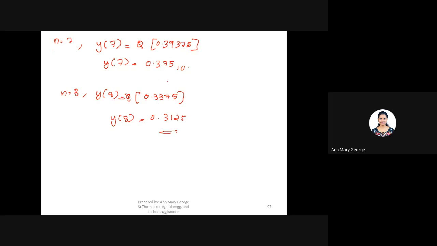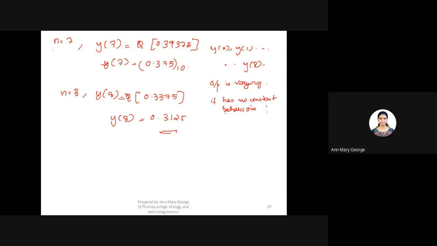Now after analyzing these values, that is till y of 0 to y of 8, the output is varying. Each value of y of 0 till y of 8 has different values. It's not a constant value. It has no constant behavior. Therefore, it means that there is no limit cycle occurring.